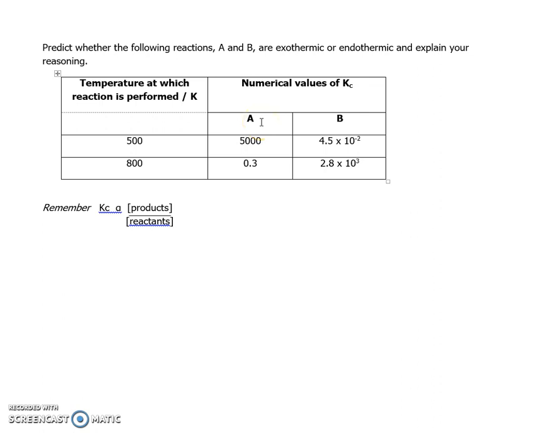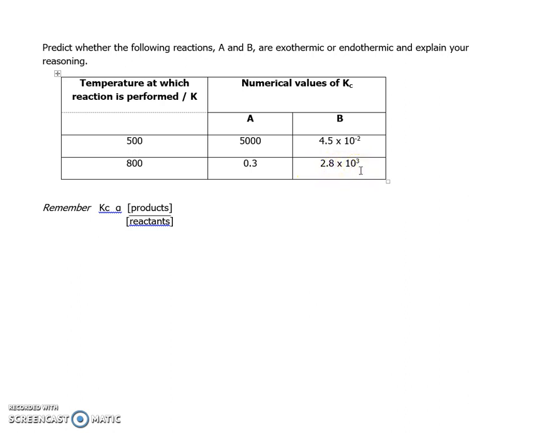So reaction A, the numerical value for Kc is 5000. At 800 Kelvin, the numerical value for Kc is 0.3. In reaction B, the numbers are different. At 500 Kelvin, the value of Kc is 4.5 times 10 to the minus 2. And at 800 Kelvin, the value for Kc is 2.8 times 10 to the power of 3.